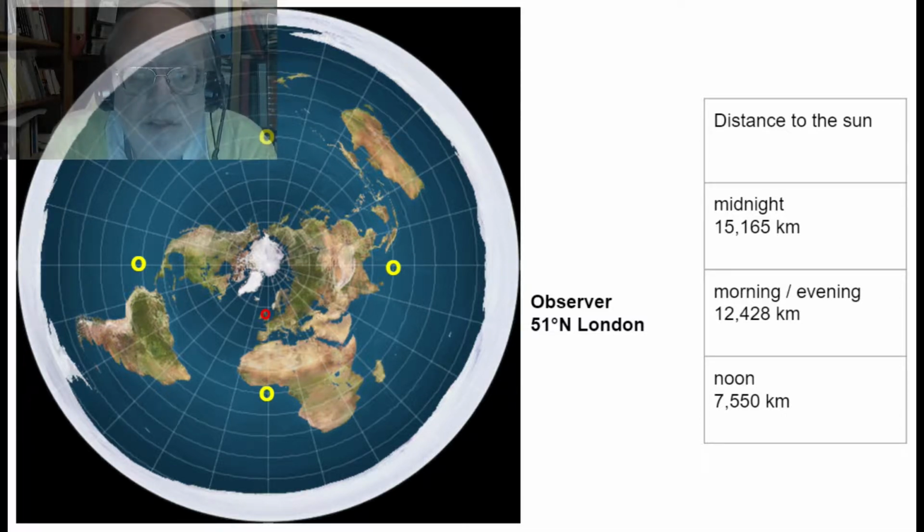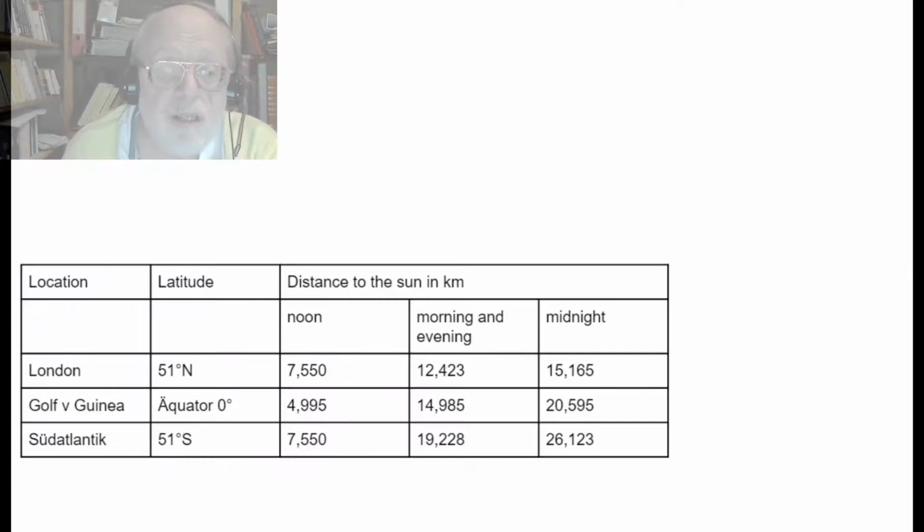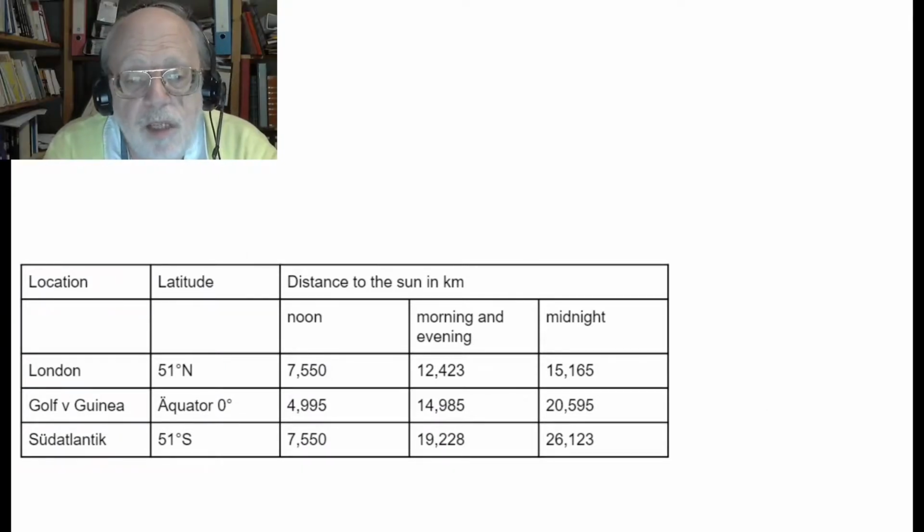Here again the results for London at 51 degrees north. Noon 7,550, evening morning 12,235, and midnight 15,165 kilometers. Let's summarize the results in a table. When looking at the table, we immediately notice that at midnight the Sun is 15,165 kilometers away from London. The Sun is too far away to be seen. It is dark.